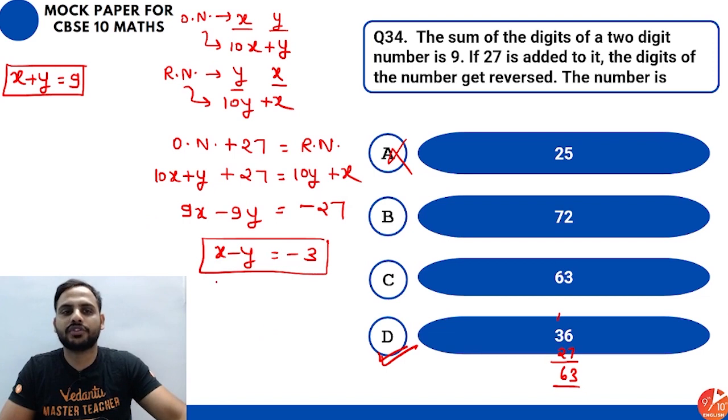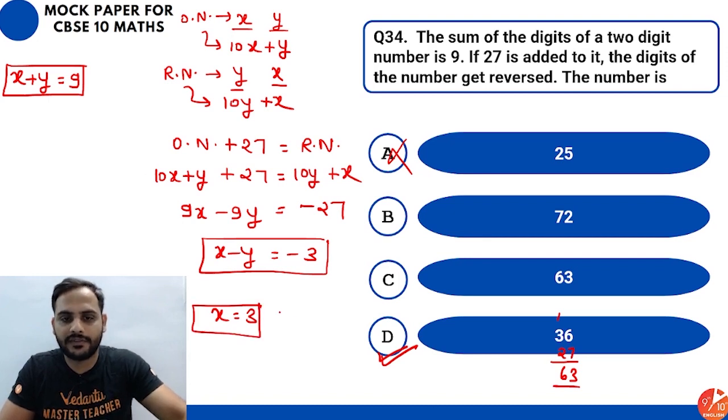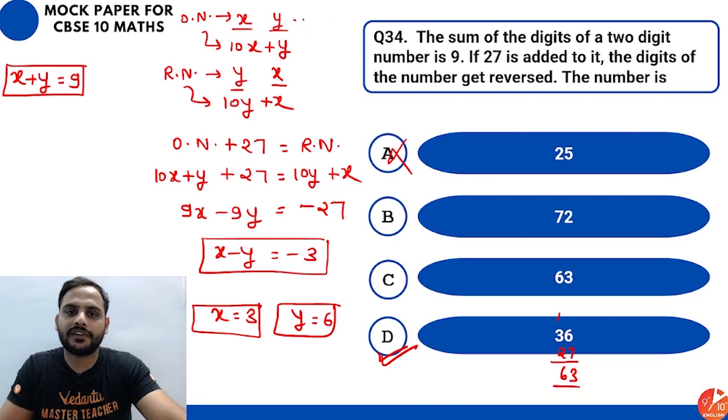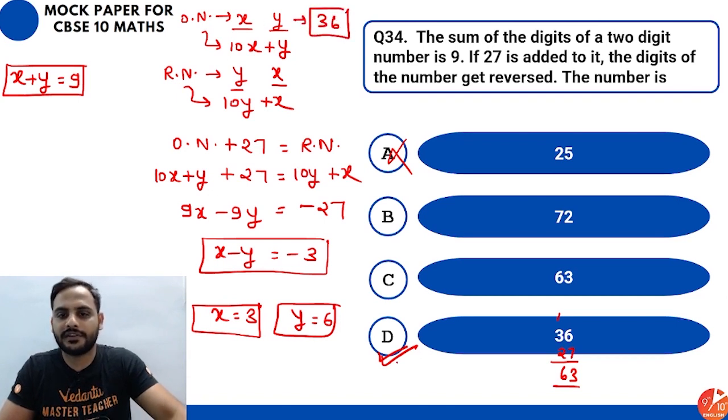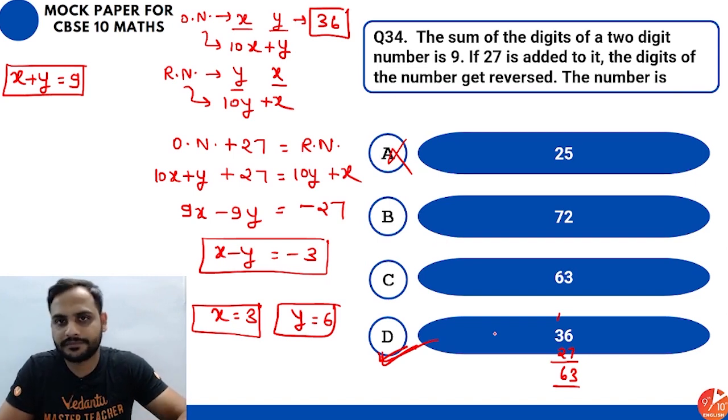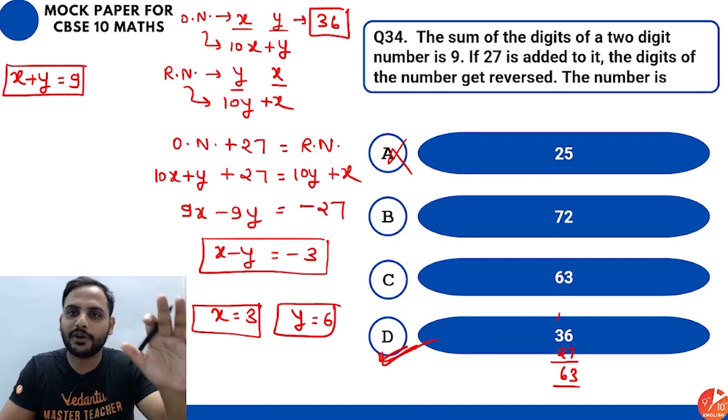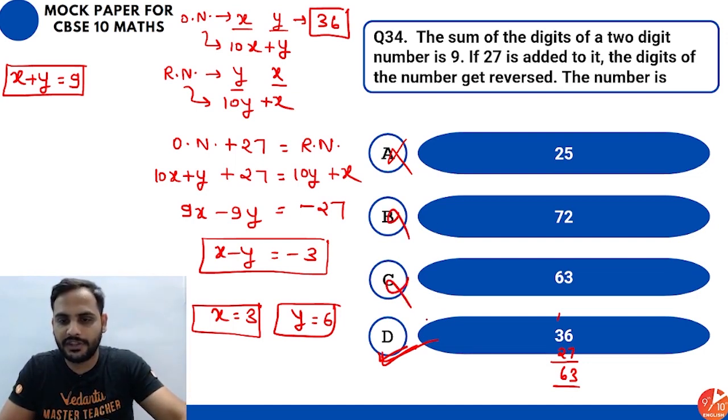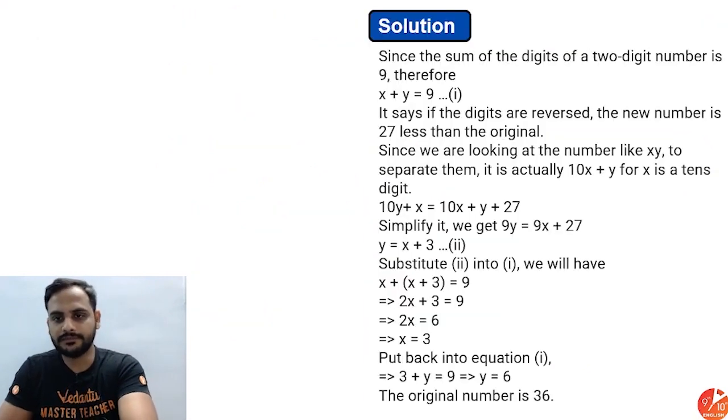If we add both the equations, you'll get 2x is equal to 6, x is equal to 3, and put x equal to 3 in this, y is equal to 6. So x is equal to 3, y is equal to 6, the number is going to be 36. X is the tens digit, y is the unit digit. Option D will be your correct answer. This is the method, but it can be done with the shortcut as well without making all these equations. Okay? So it is very important, guys, to focus on the options.